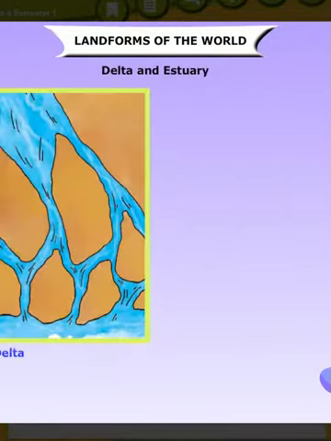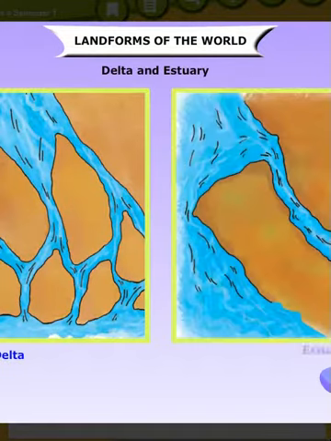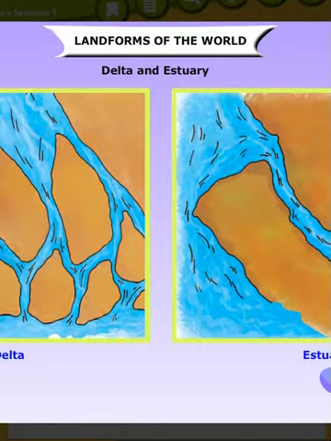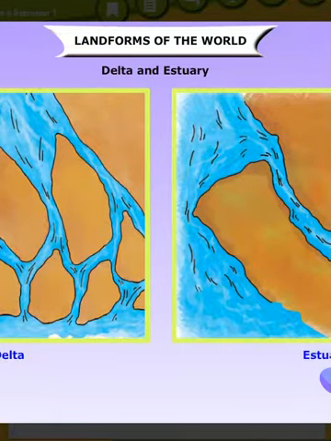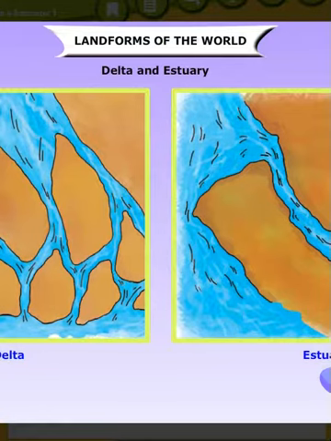Before entering the sea or any other water body, the silt carried by the river stops its flow. This causes the river to break up into many small outlets and spread over a wider area known as a delta. Sometimes, the river flows directly into the sea without dividing itself. This is called an estuary.